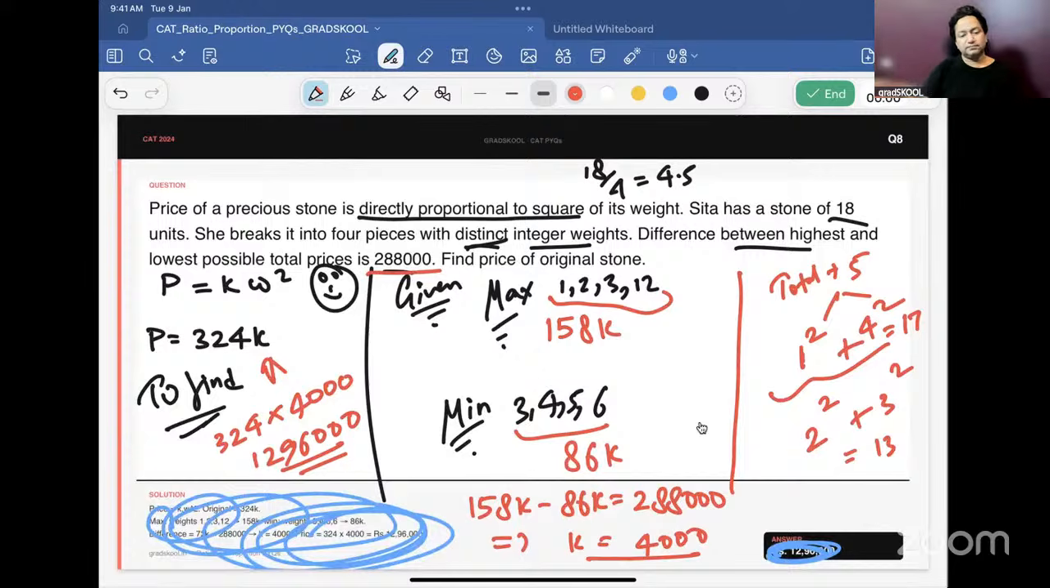How many of you got it? Nobody got that, but how many of you understood this now?